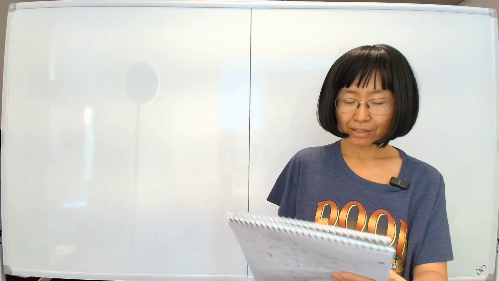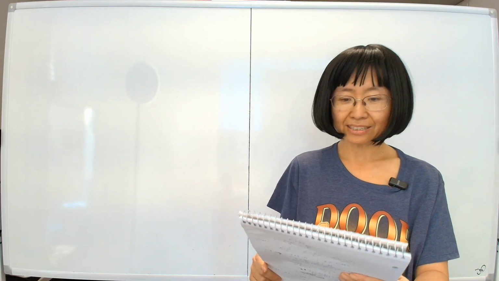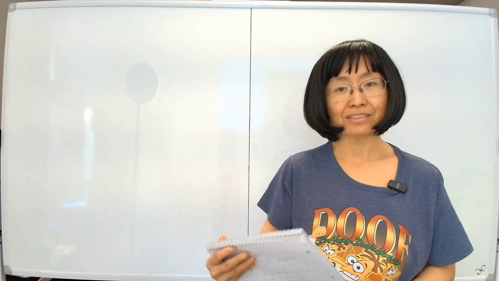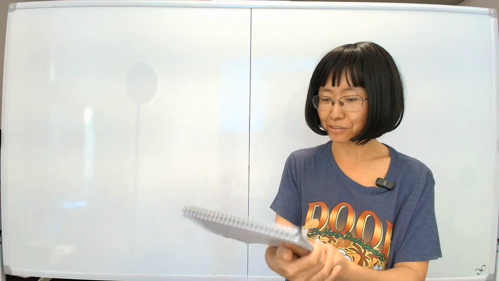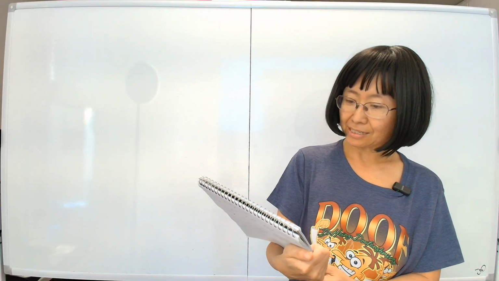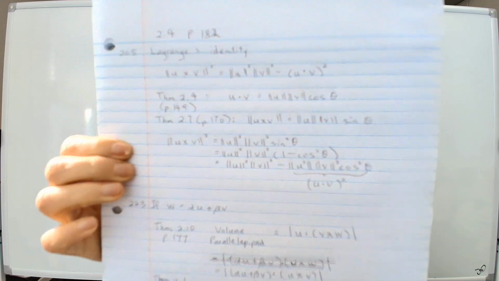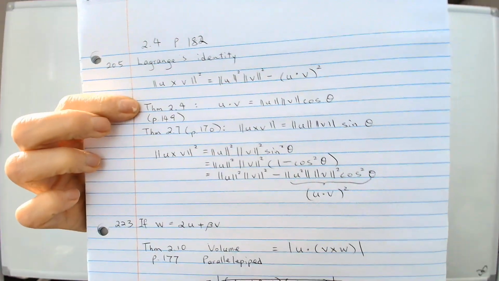205. We're supposed to prove Lagrange's identity. Now, Lagrange is one of the greatest mathematicians. Of course, nobody's as great as Euler, but Lagrange is still very cool. Now, here's his identity, which we're supposed to prove. And the way you prove it is you simply plug in everything like you're told.